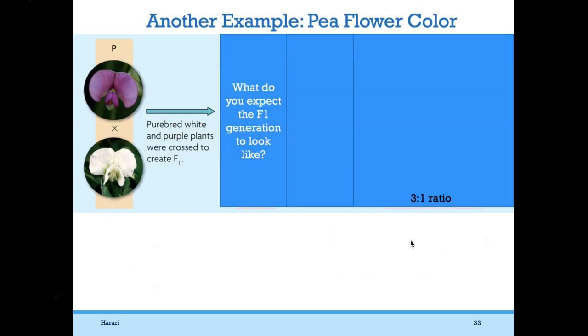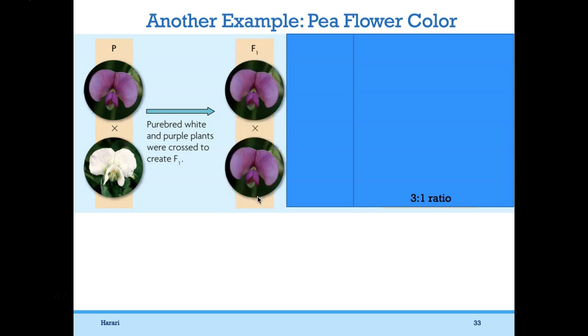Let's do another example. Suppose we take pea plants and we're looking at the color of the flowers. Purebred purple flowers were crossed with purebred white flowers. What do you think the F1 generation will look like? They actually saw only purple. So which is dominant? Is purple dominant or white dominant? Purple must be dominant, right? Because the white disappeared.